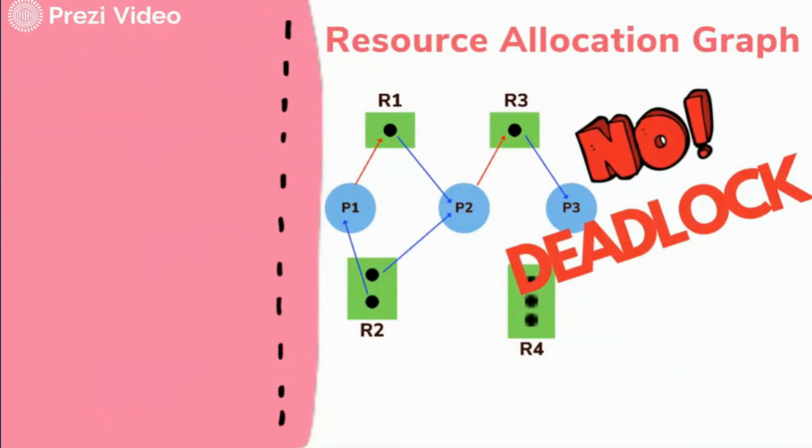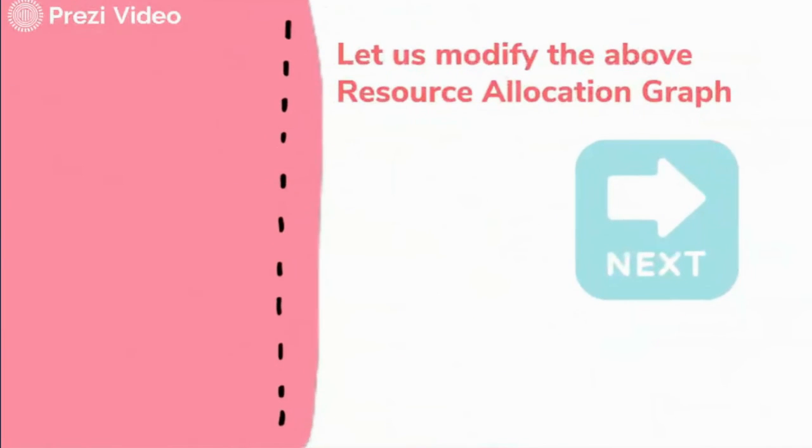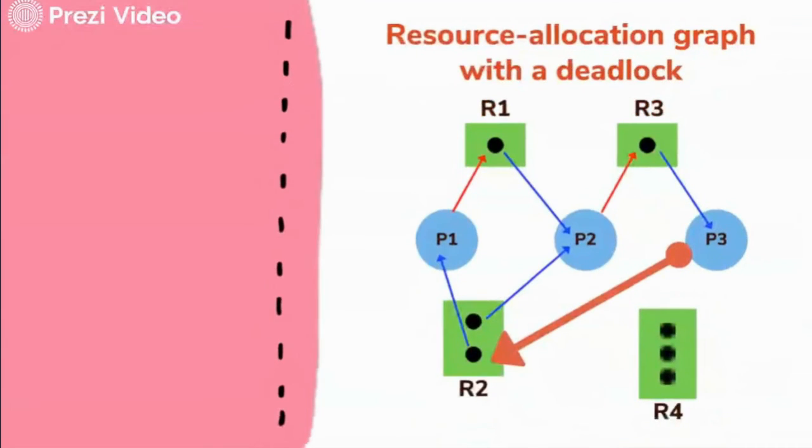Now, no deadlock has occurred in this resource allocation graph. Why? Because three conditions have been satisfied by the processes, but the fourth condition, circular wait, is not satisfied. Let us modify the graph and see whether circular wait occurs in the graph. Let us modify the graph by making the process P3 request resource R2. We know that R2 is a resource type having two instances, and one is assigned to P1 and the other one is assigned to P2.